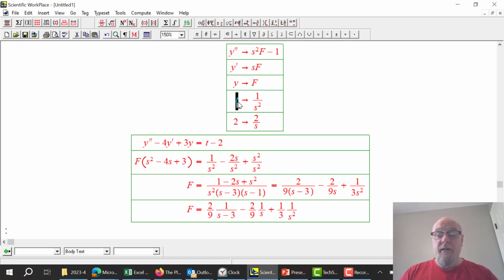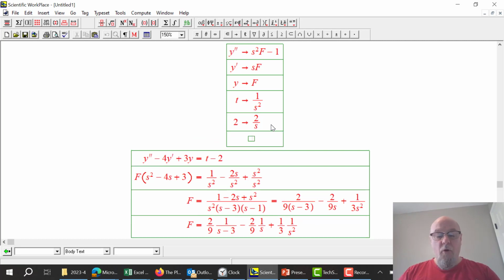Notice if I take the Laplace of t, I get 1 over s squared. So when I take the inverse Laplace, or unLaplace, that 1 over s squared is going to go back to t. When I transform a constant, I get a constant over s. So this 1 over s is going to go back to being 1. So 2/9 times 1 would just be the 2/9.